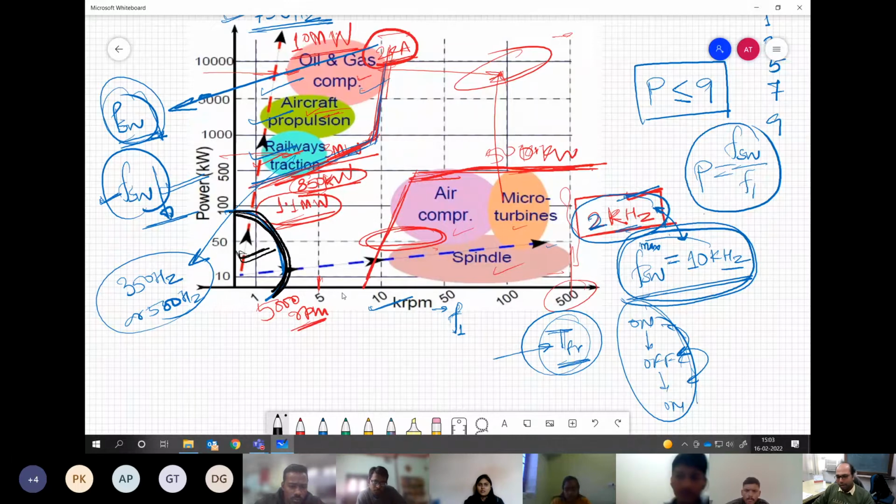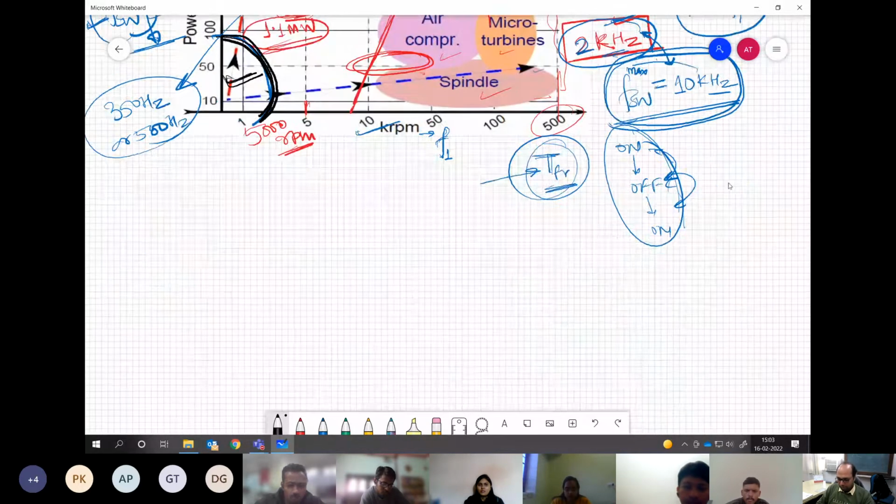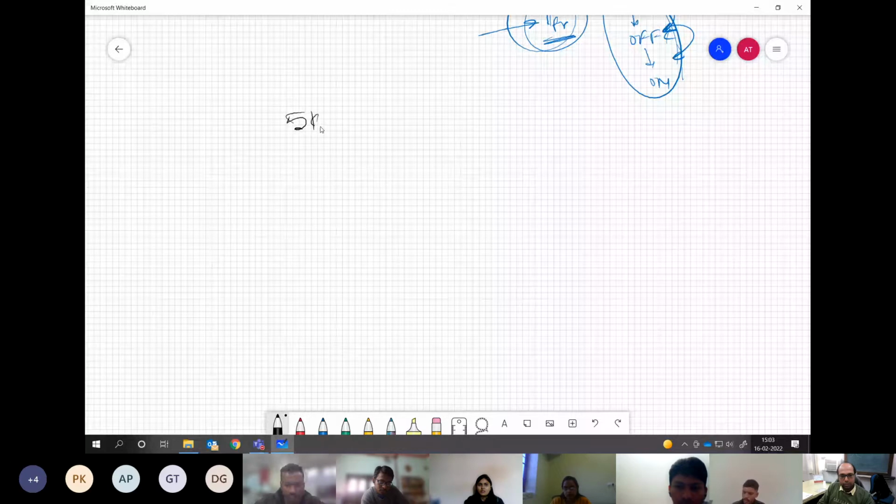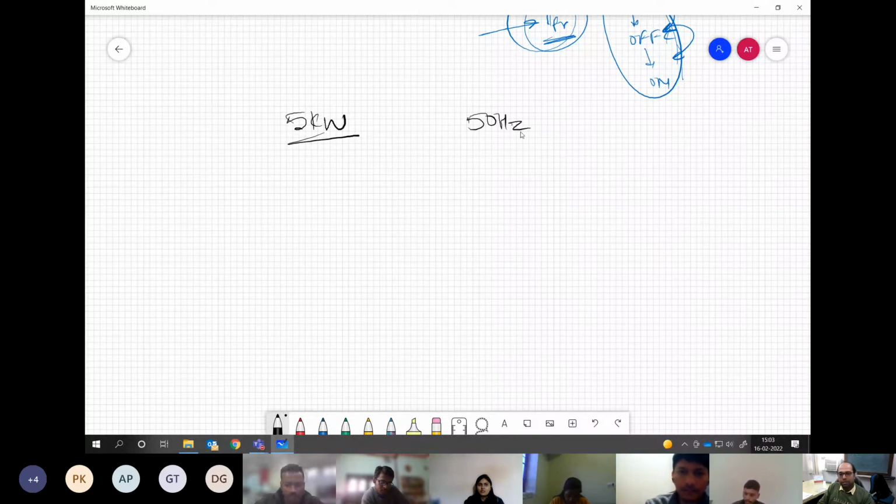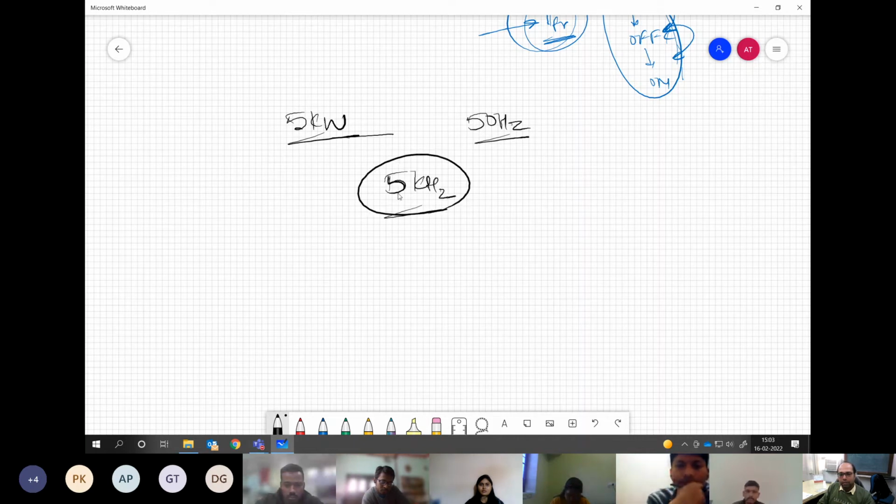Say if my motor is only 5 kilowatt and the fundamental frequency is 50 hertz, then no problem. I can simply run at 5 kilohertz switching frequency. What's the problem? So here my pulse number will be something like what? 100 or close to that. Understanding my point?